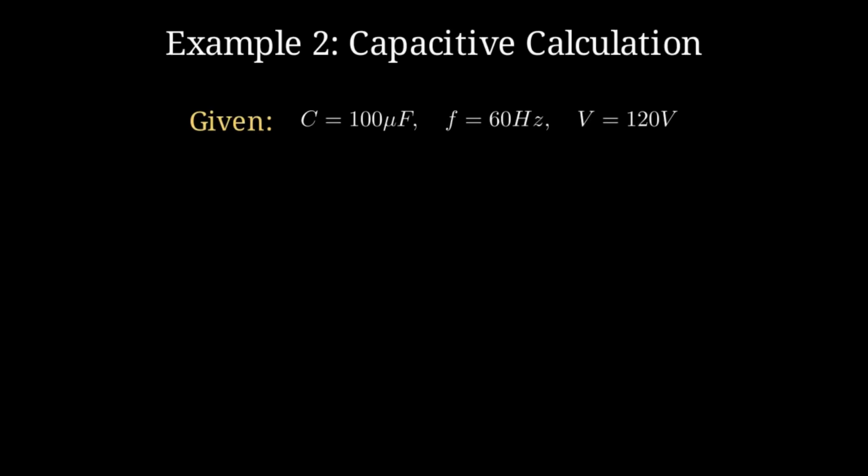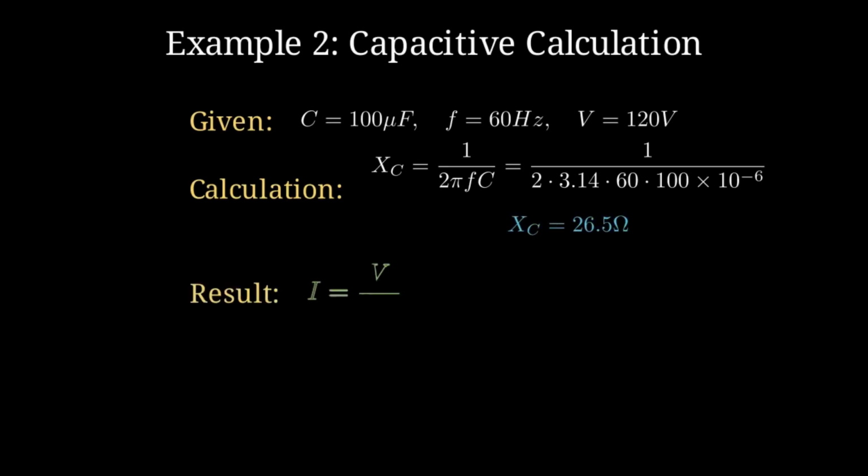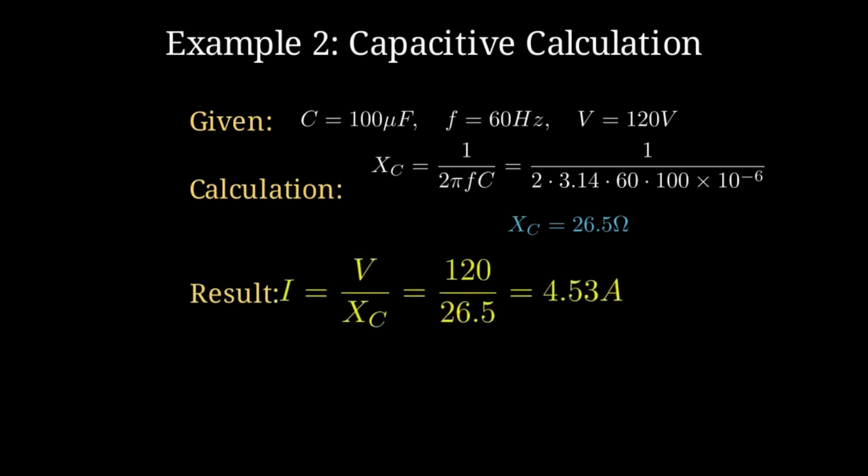For a 100 microfarad capacitor at 60 Hz, we use the inverse formula. The reactance is approximately 26.5 ohms. With a 120-volt source, the current flowing through the circuit is 4.53 amps. Note how frequency significantly impacts this result.